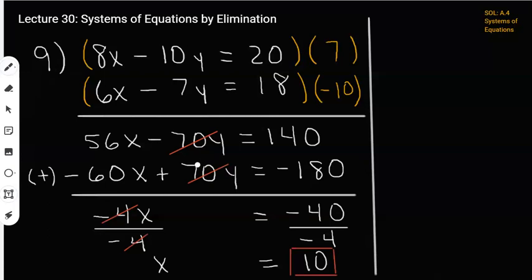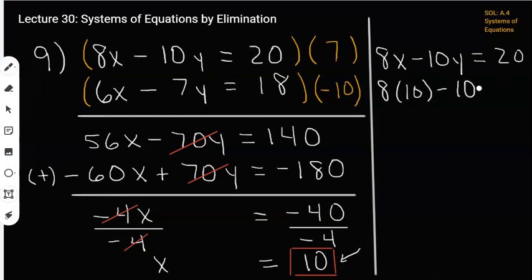So what I'm going to do is use the top equation. 8x minus 10y is equal to 20. And we're going to let x be 10 and see what happens. So I'm going to replace x with a 10. Everything else stays the same. 8 times 10 is going to give me 80. But everything else stays the same.